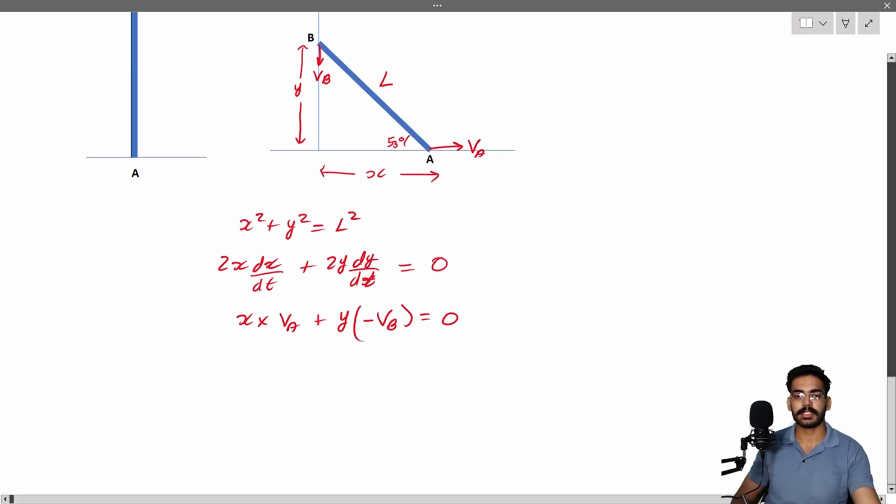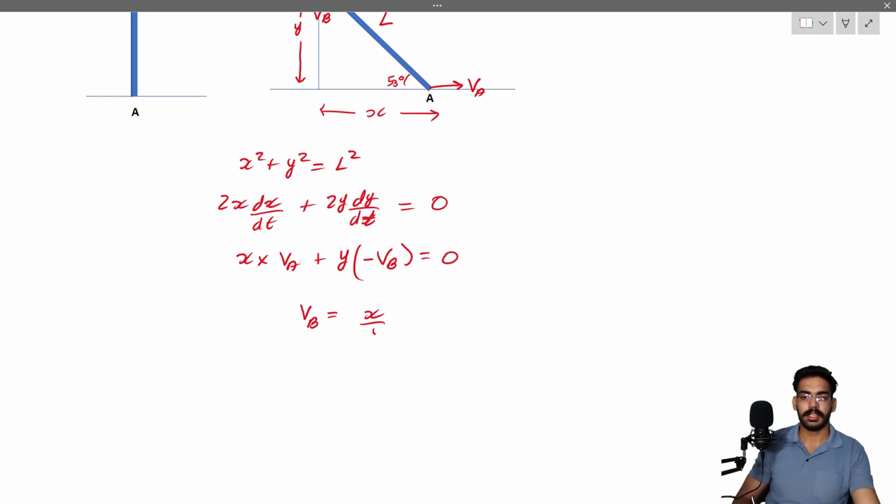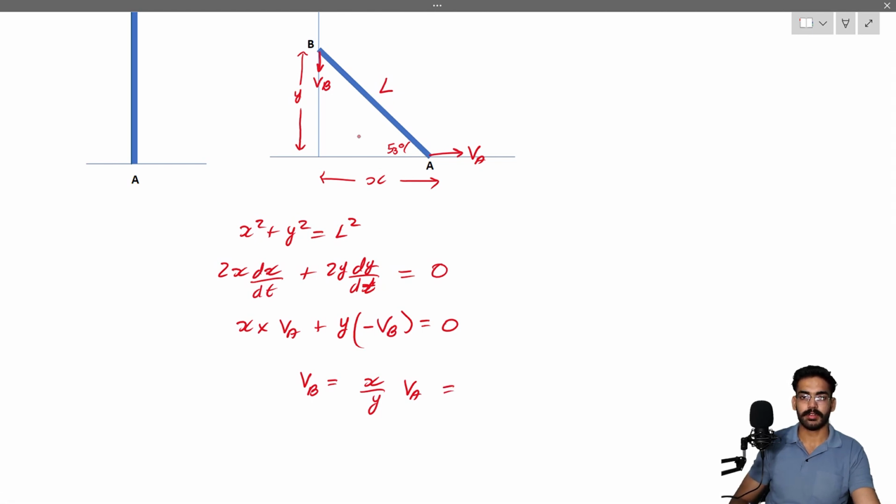So from here I can write VB equals x by y into VA. And what is x by y? X by y is basically cot 53, right? X by y is base upon perpendicular, right? So I can say cot 53 into VA.